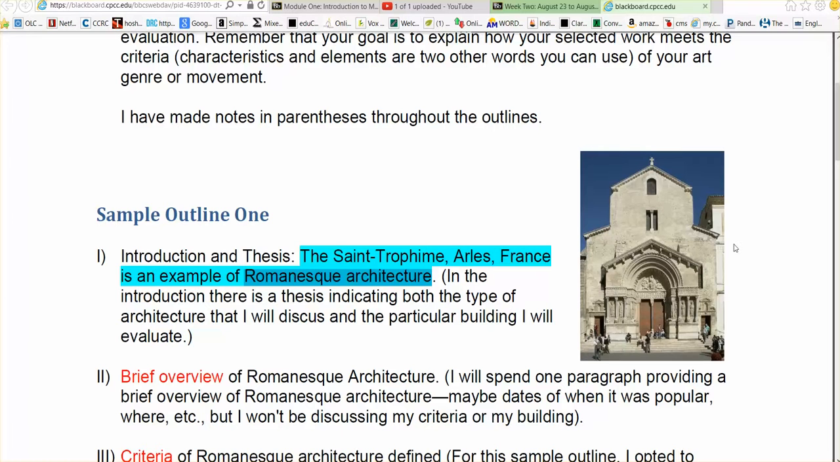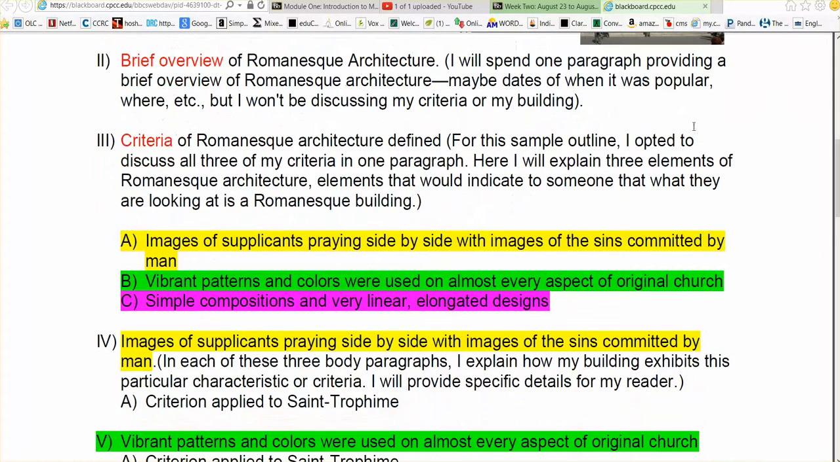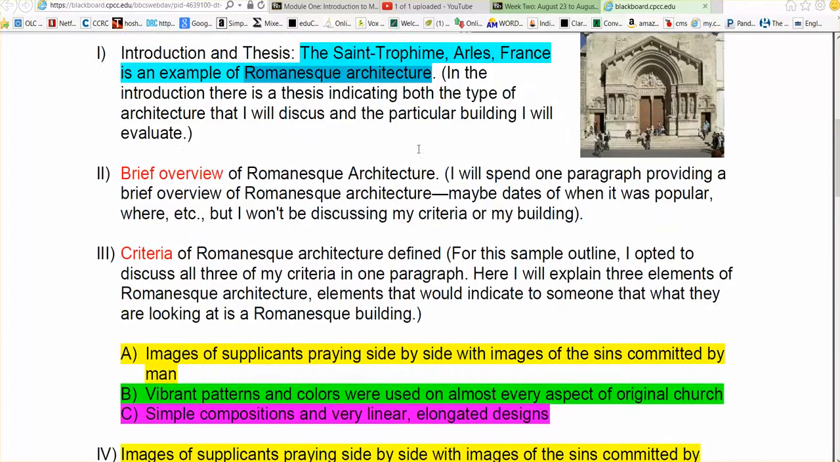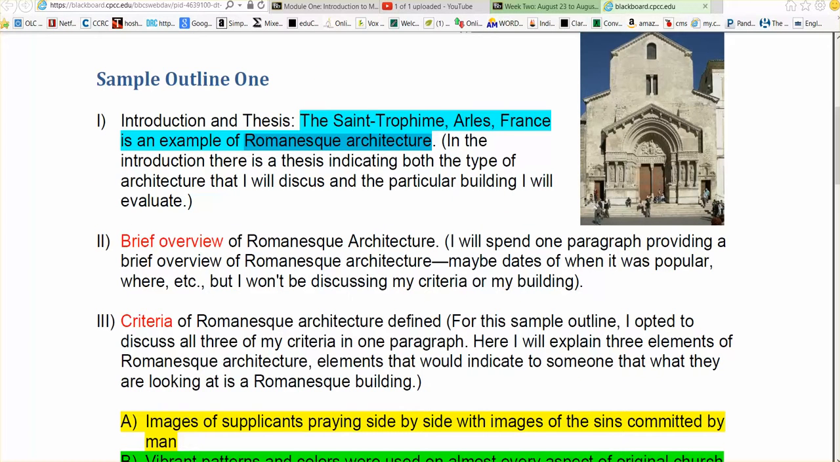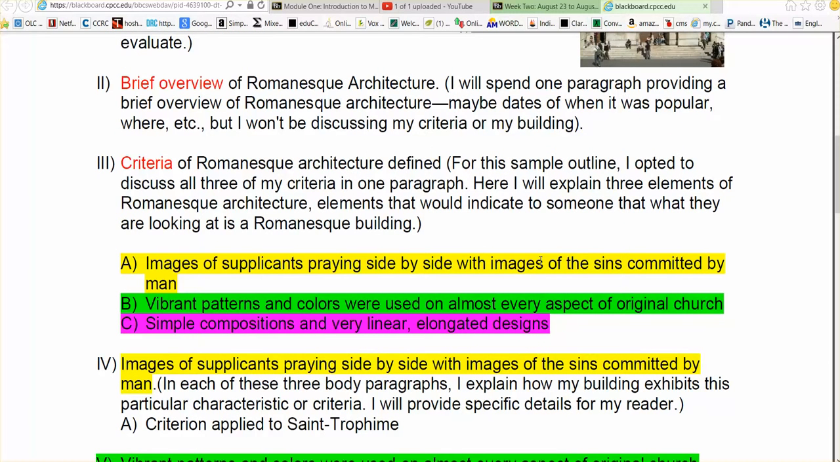All right, so I'm arguing that it's an example of Romanesque architecture. I can do a couple of different things. No matter how I organize it, I'm going to have to develop my criteria of Romanesque architecture. How do I know that this picture, this church, is an example of Romanesque architecture? Well, what is Romanesque architecture? Well, I could pick a whole bunch of criteria, but I'm just going to look at three.